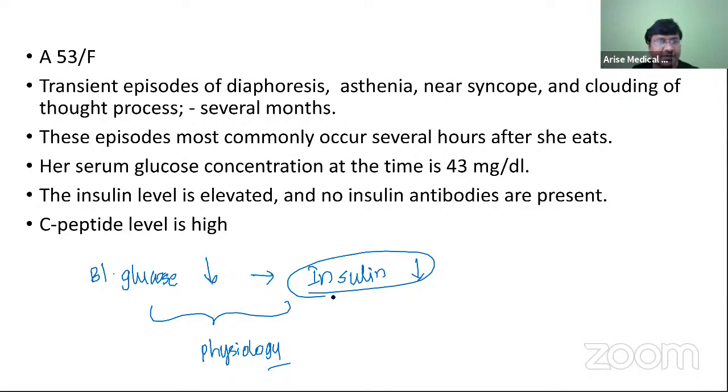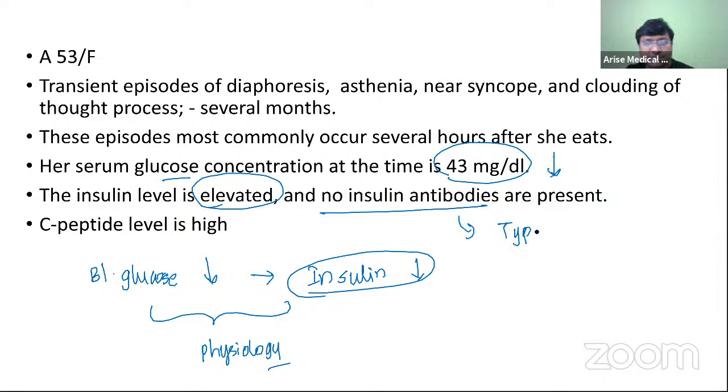But here what has happened? The blood glucose concentration is like 43. That means it is reduced, it is hypoglycemia. But the insulin level is elevated. So this is not the normal physiology. There is some underlying problem. And what does the question say? No insulin antibodies. That means what? Type 1 diabetes mellitus is ruled out.